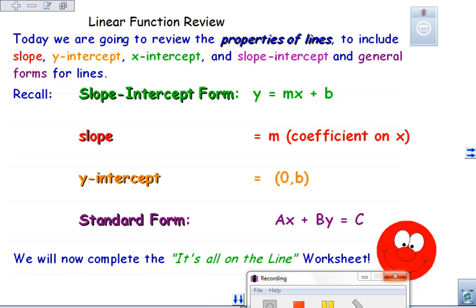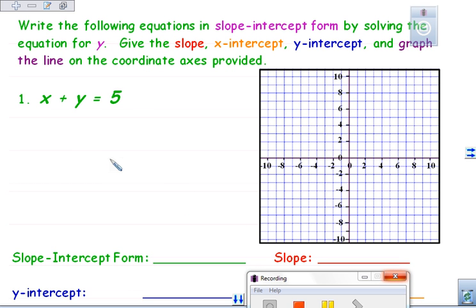So now let's work on a worksheet here. It says, write the following equations in slope-intercept form by solving the equation for y. Give the slope, y-intercept, x-intercept, and graph a line on the coordinate axis provided. So we need to solve for y, so we're going to subtract x. And we get y equals negative x plus 5.